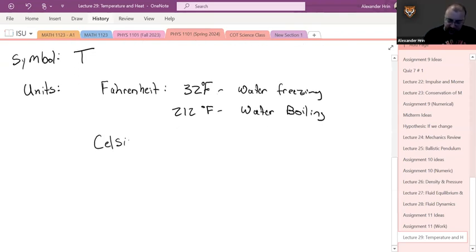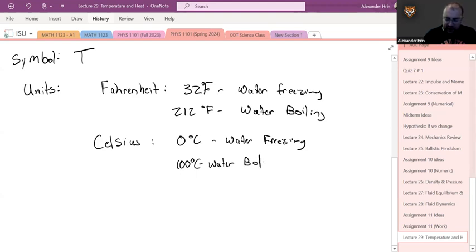The scale that's far more common to use, and some people like it more, is the Celsius scale. For Celsius, 0 degrees Celsius is water freezing, and 100 degrees Celsius is water boiling. The difference here is that the range of Celsius temperatures goes well down into the negative. Most places in the world will reach negative Celsius at some point.